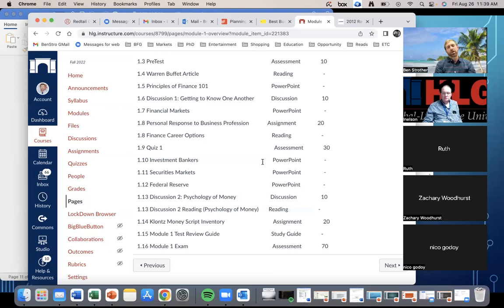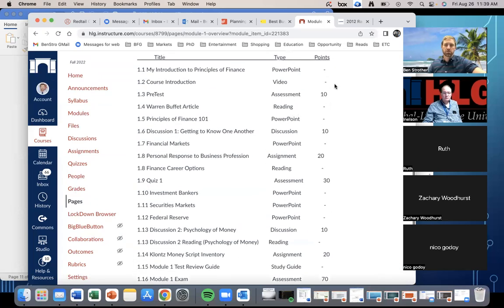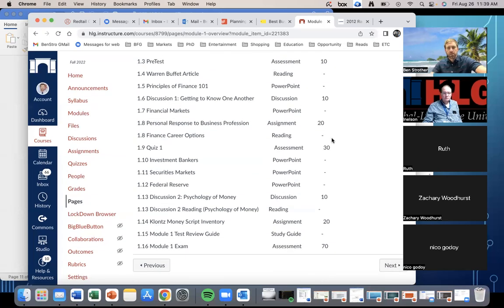So expect that to come out on Wednesday of next week, due Sunday night of next week when everything else is due. Just understand these things that are due coming up: the pretest, the discussion, personal response to business profession, the quiz, as well as next week opening, you'll see the psychology of money and its discussion, as well as an assignment about money scripts.